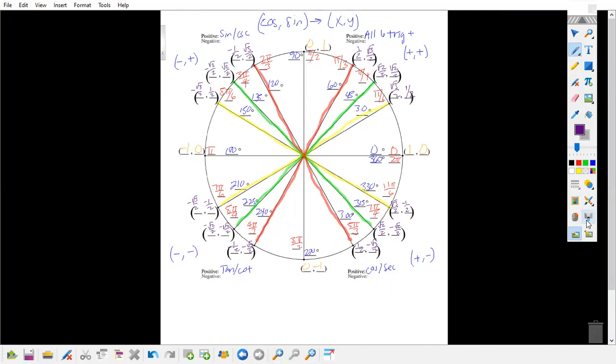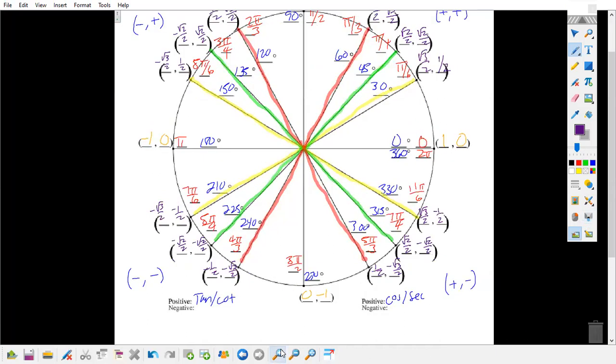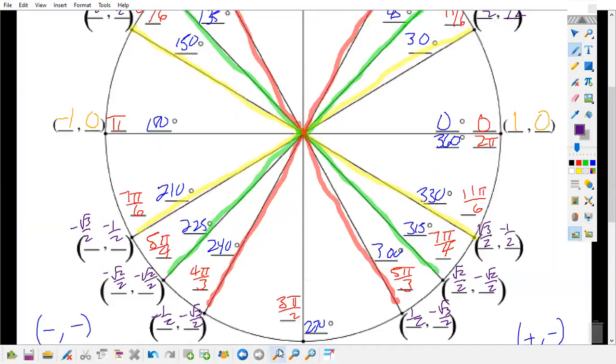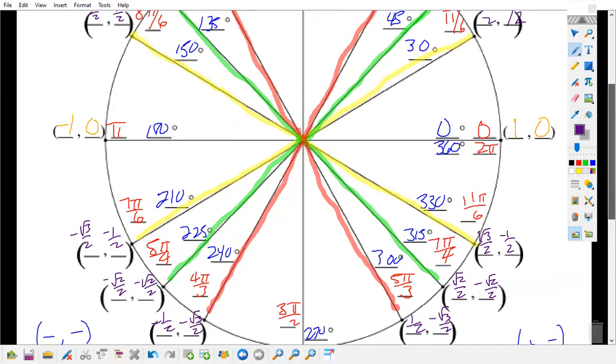With this circle alone, you can find all 6 trig values of all of the angles on here just by using this circle. Can you zoom in? Yes, I can. A little bit more. Let's make our way up and down.